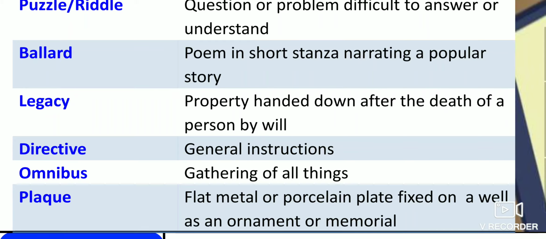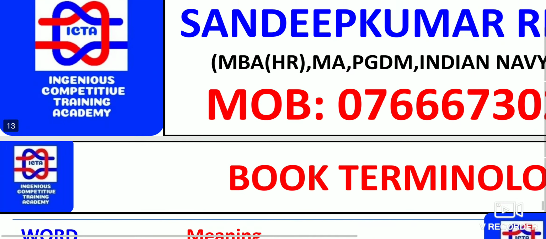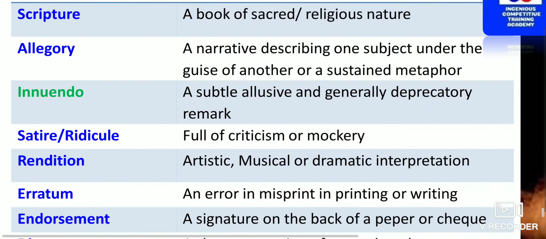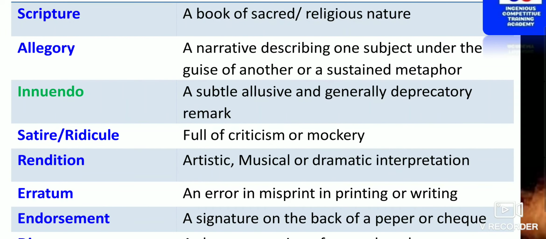Plaque means a flat metal or porcelain plate fixed on a wall as an ornament or memorial is known as plaque. So next we have scripture, meaning a book of sacred or religious nature, is known as scripture. Allegory means a narrative describing one subject under the guise of another, or a sustained metaphor, is known as allegory. Innuendo means a subtle, allusive and generally deprecatory remark is known as innuendo.